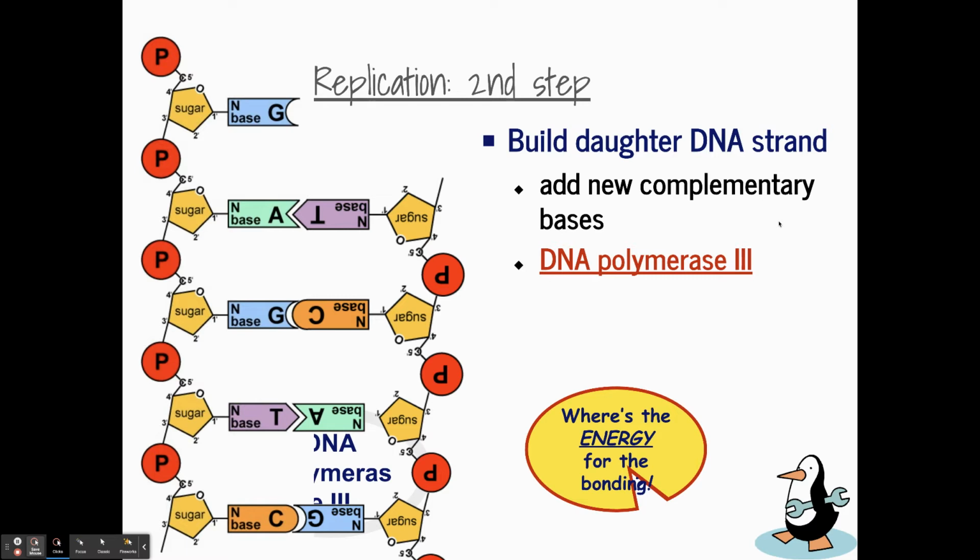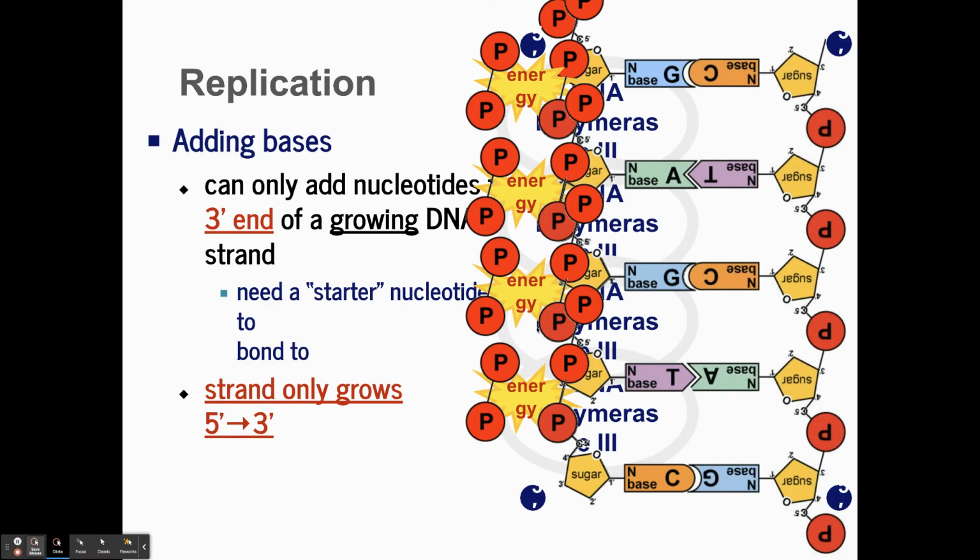Once DNA unwinds, we then add nucleotides using the enzyme DNA polymerase III. DNA polymerase III is going to add the matching pair to each nucleotide. So to each nitrogen base, we add the nucleotide that is matching. Don't forget, A bonds with T and C bonds with G. You can only add nucleotides to the 3' end of the growing DNA strand. So the strand only grows from 5' to 3', and that's going to be our 3' to 5'.